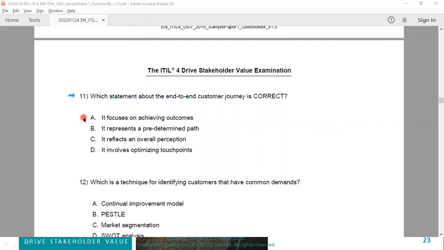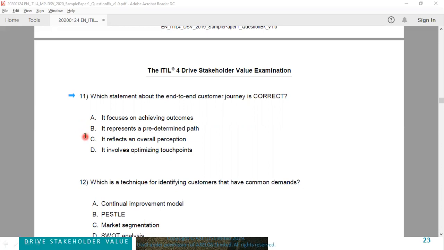Option A, even though the journey does focus on achieving outcomes, the journey is not exactly this because it includes interactions and touch points as well. Option B, it represents a predetermined path. Journey paths are not predetermined. During the journey, the customer may have a poorer experience and the path would deviate.